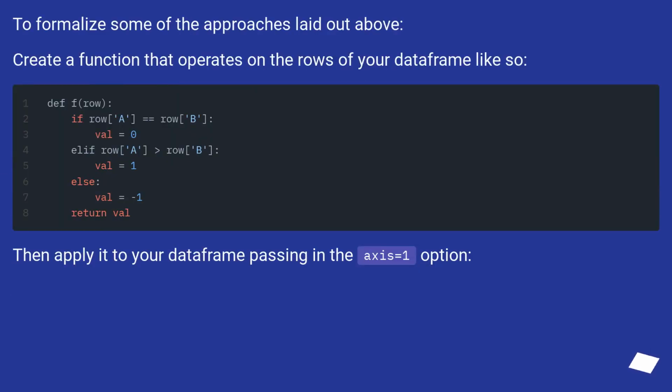To formalize some of the approaches laid out above, create a function that operates on the rows of your data frame like so. Then apply it to your data frame passing in the axis=1 option.